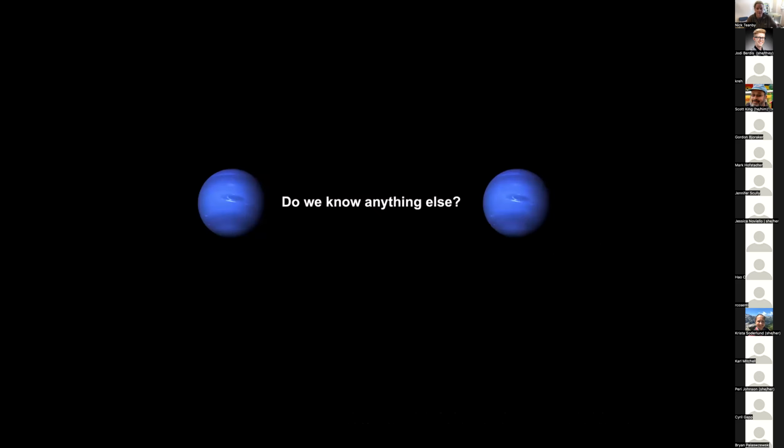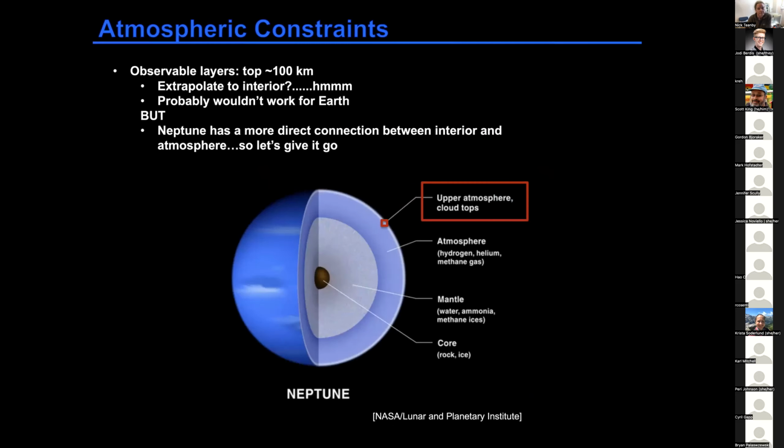So that's it for the geophysics, but do we actually know anything else? I'm going to spend the rest of this talk on the atmosphere. The atmosphere is basically the top few hundred kilometers, the visible atmosphere. If we can measure things about that, perhaps we can extrapolate to the interior. This wouldn't really work super well for the Earth, I'd have to say. But for Neptune, there's a bit more of a direct connection between the interior and the atmosphere. So we can give it a go and see if we can come up with anything sensible.